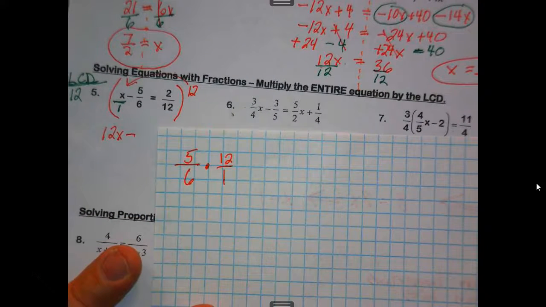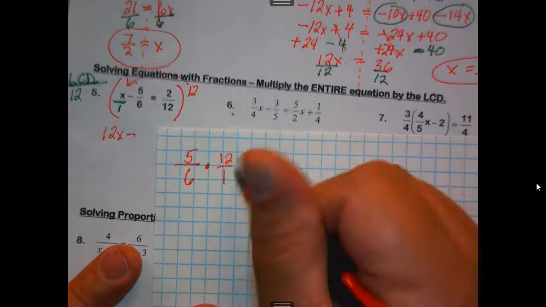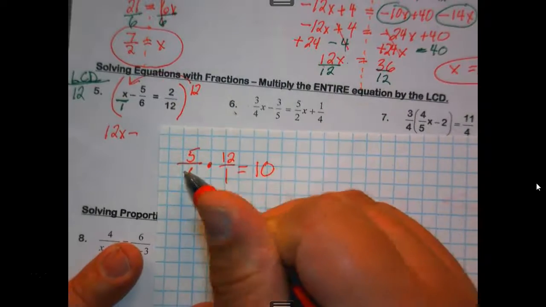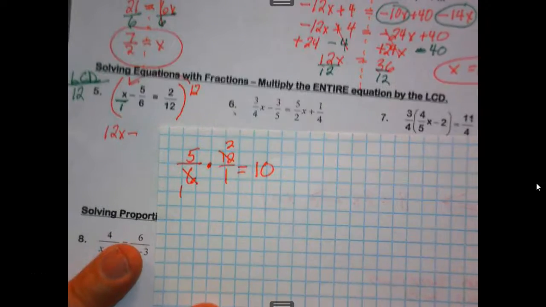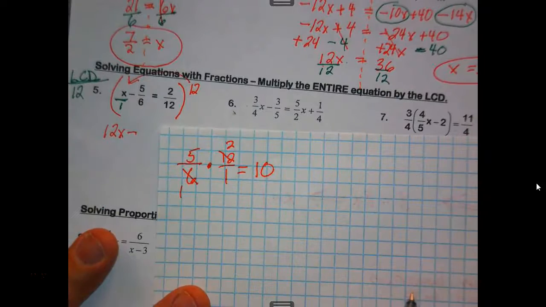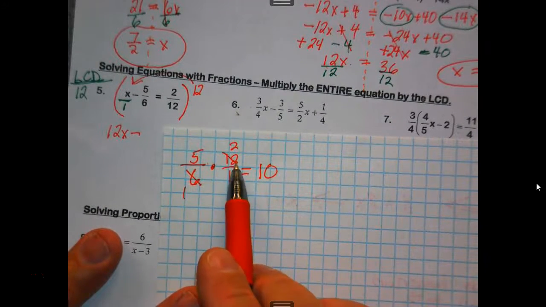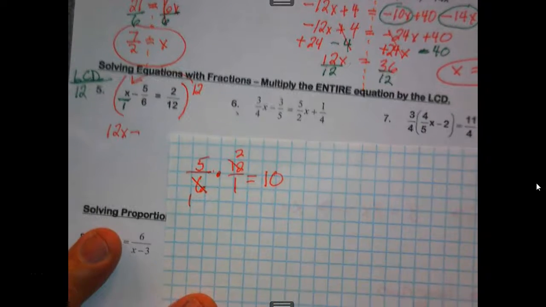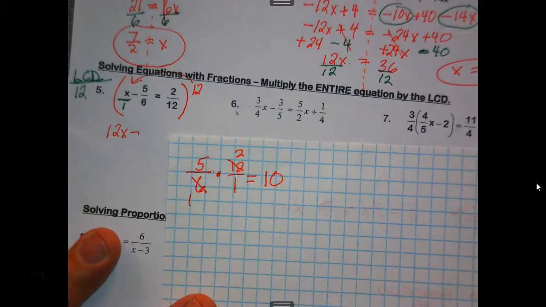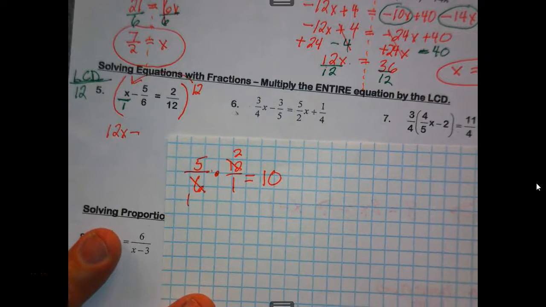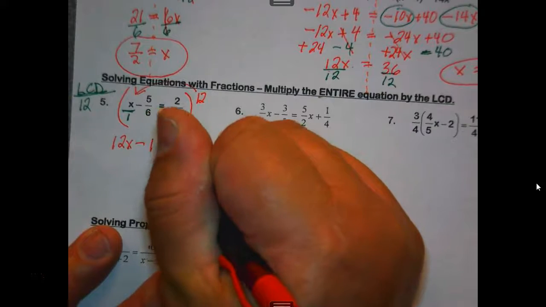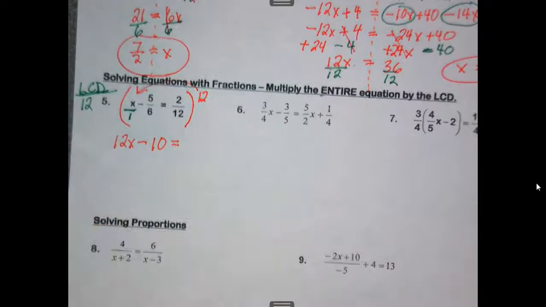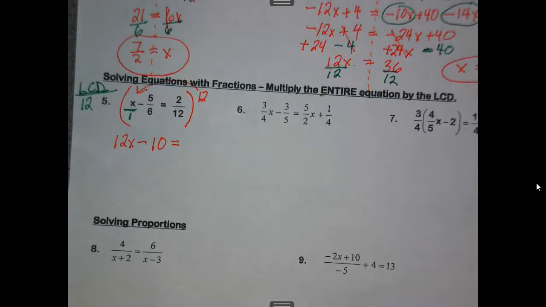Okay. 6 goes into 12 twice. 5 times 2 is 10. Or 5 times 12 is 60, divided by 6 is 10. Okay, that's probably the way that you guys are used to. Got it? So minus 10. And what's 2 twelfths times 12? 2.